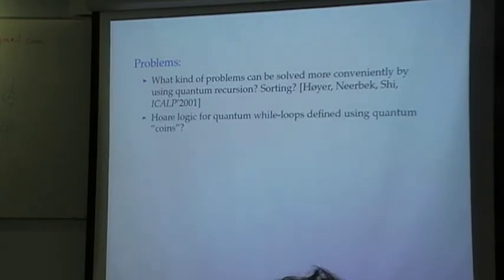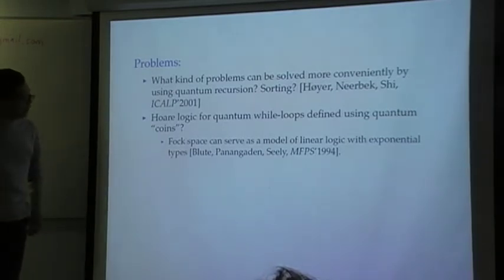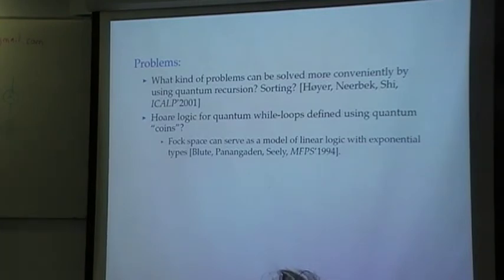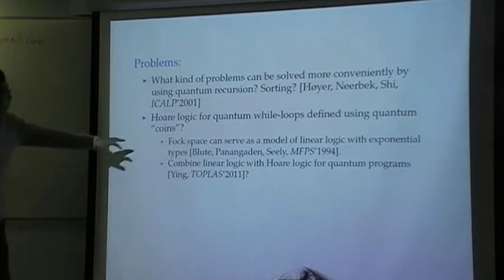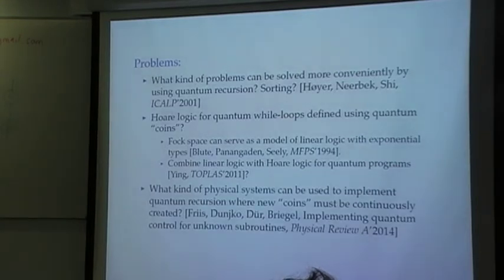The other one is whether we can build a kind of Hoare logic for the quantum walk loop defined using this quantum coin. Prakash already observed that the Fock space can serve as a model of a linear logic with exponential types. Is it possible to combine this work with the Hoare-style quantum logic without this coin? But I'm not sure. The last one is what kind of physical system can be used to implement the quantum recursion.